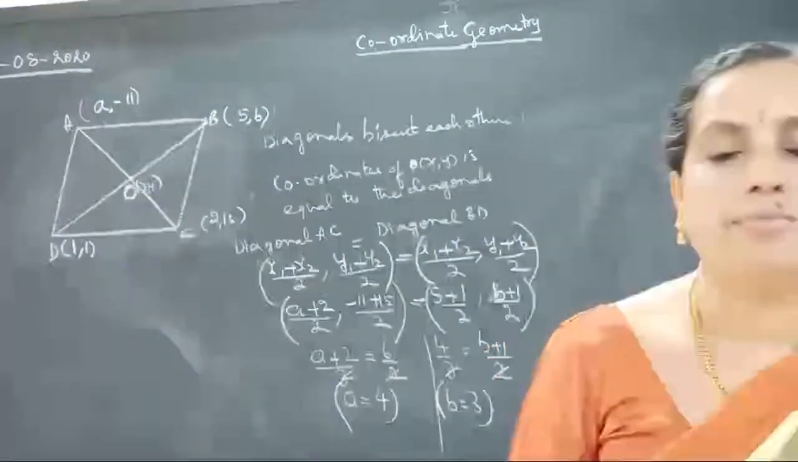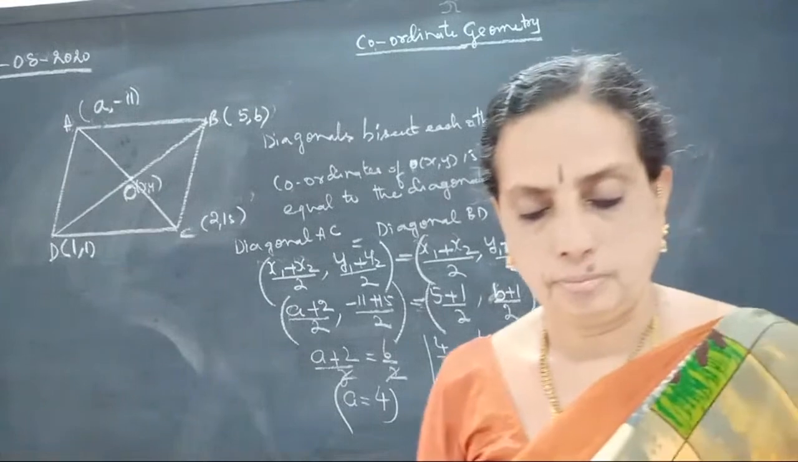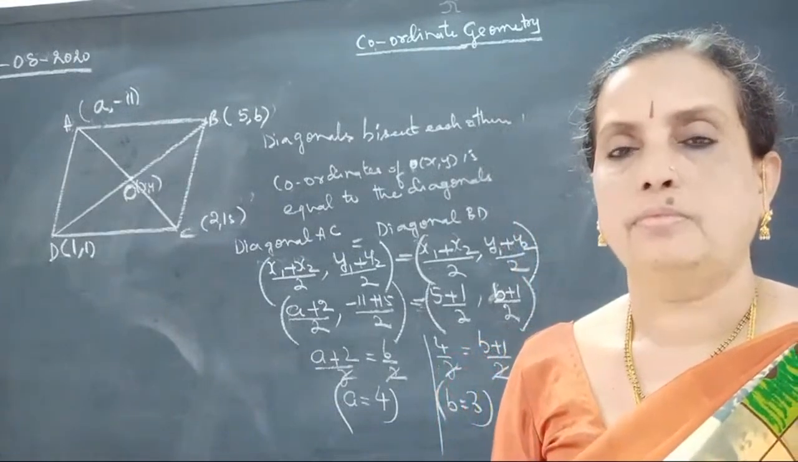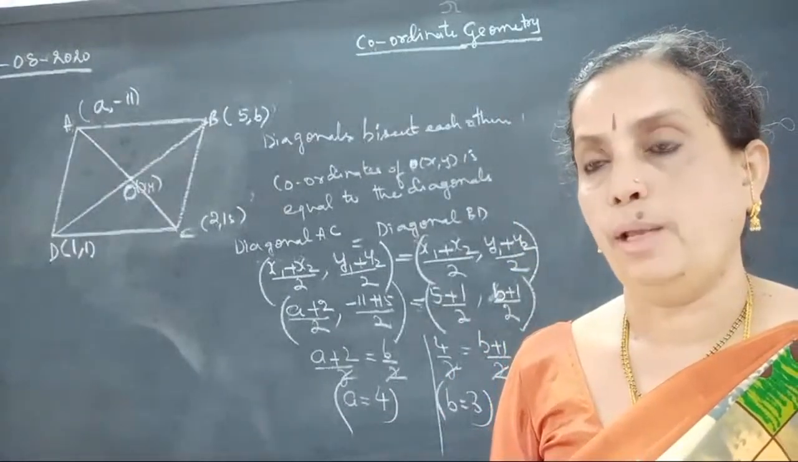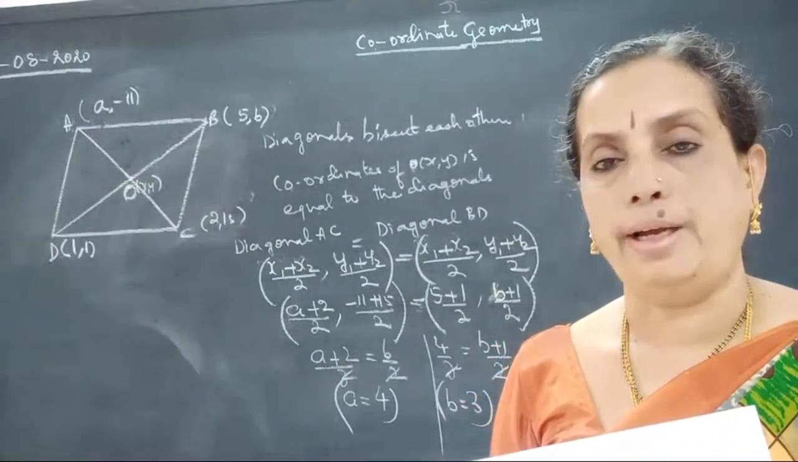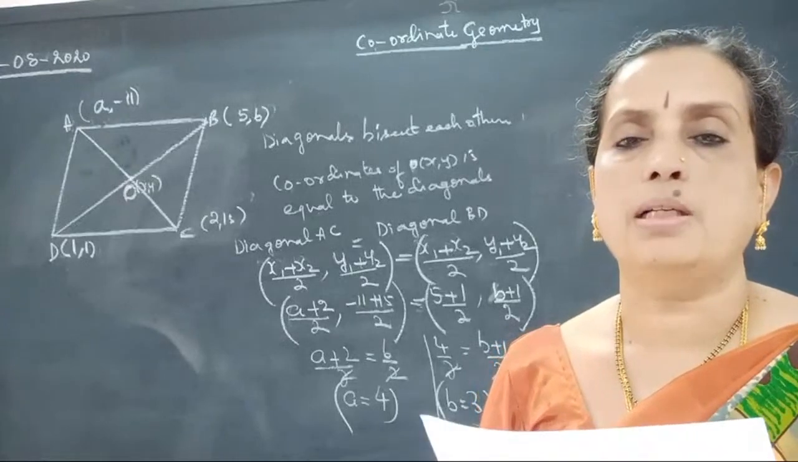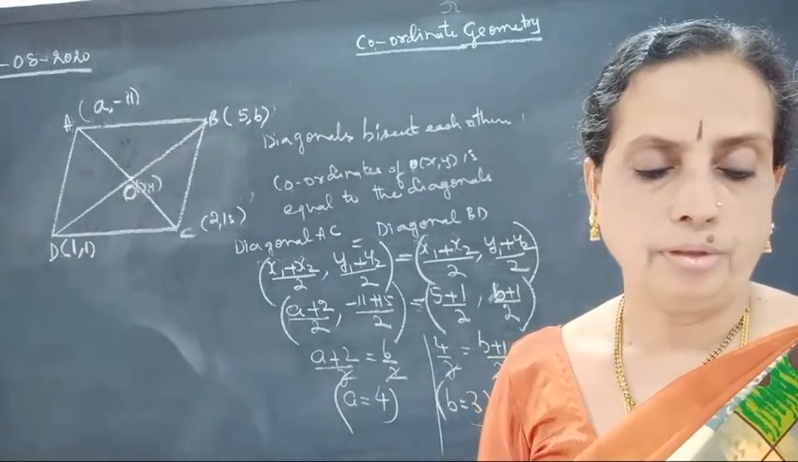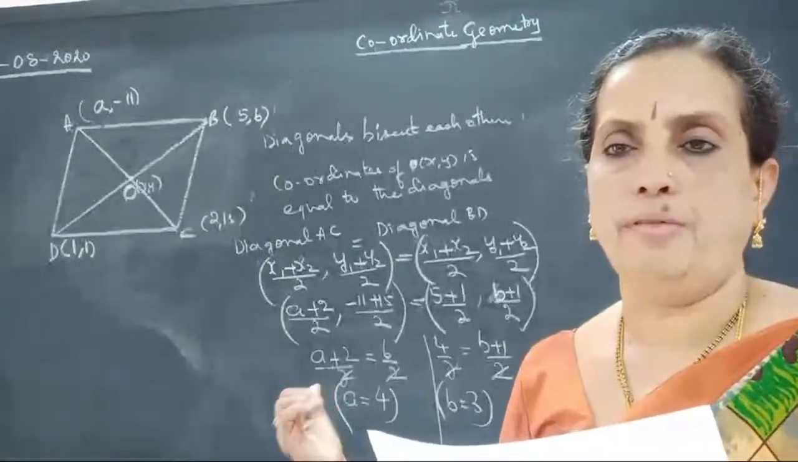Next question, question number 3. This question is regarding the ratio. A point A divides the line segment into 4 equal parts. Then what could be the coordinates of the point? This is clear to everybody?